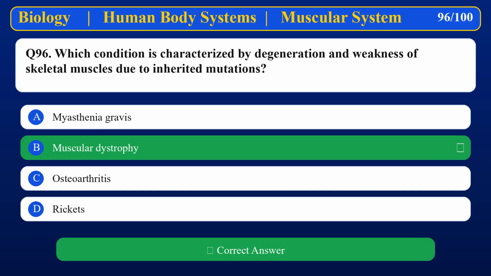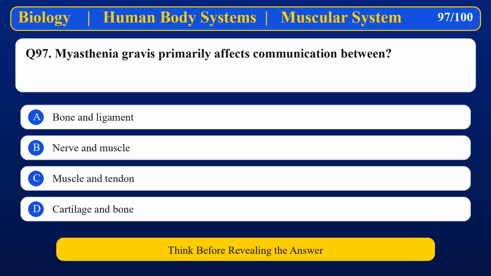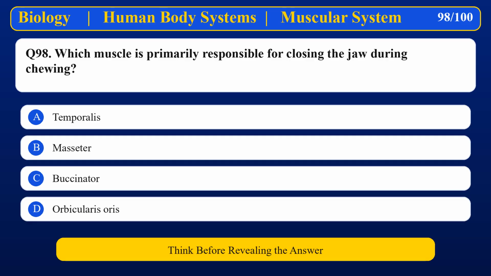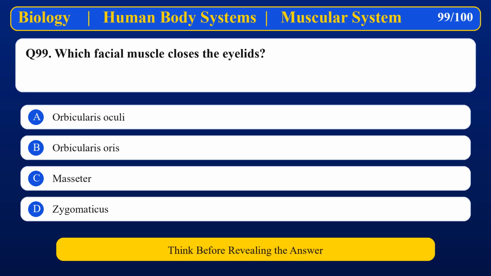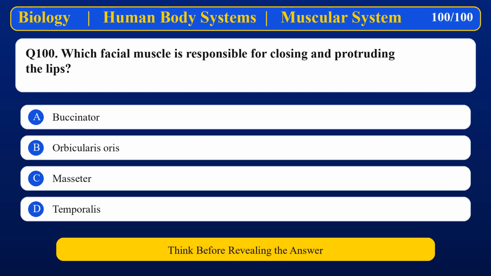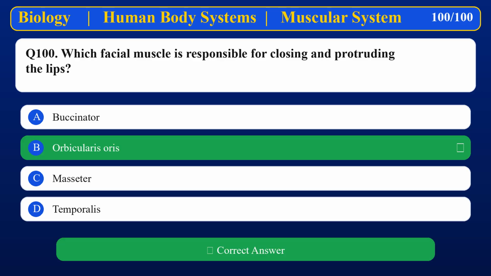Which condition is characterized by degeneration and weakness of skeletal muscles due to inherited mutations? Muscular dystrophy. Myasthenia gravis primarily affects communication between nerve and muscle. Which muscle is primarily responsible for closing the jaw during chewing? Masseter. Which facial muscle closes the eyelids? Orbicularis oculi. Which facial muscle is responsible for closing and protruding the lips? Orbicularis oris.